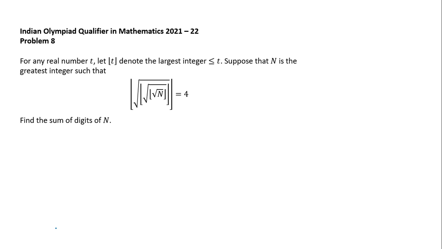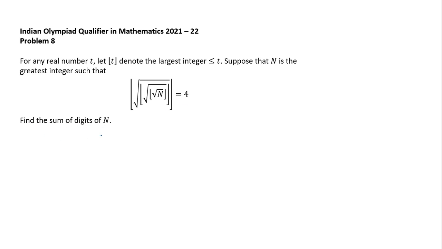In this video, I will solve a nested floor equation taken from the Indian Olympiad Qualifier in Mathematics 2021. For any real number t, let the floor of t denote the largest integer less than or equal to t. Suppose that n is the greatest integer such that the floor of the square root of the floor of the square root of the floor of the square root of n is equal to 4. Find the sum of the digits of n.